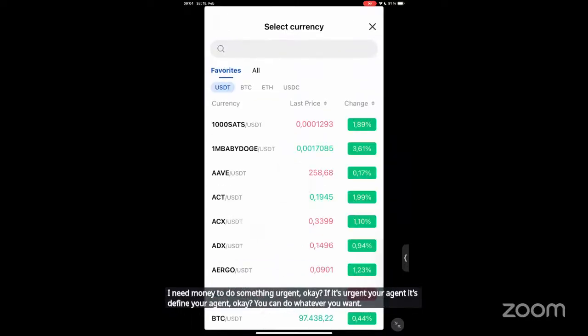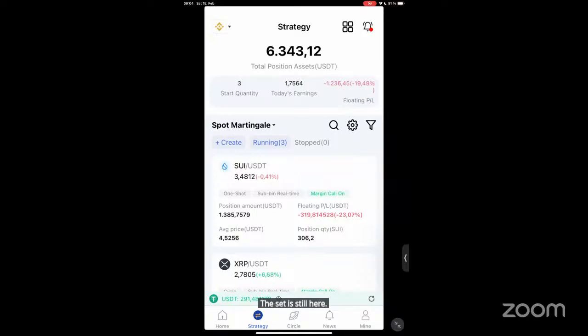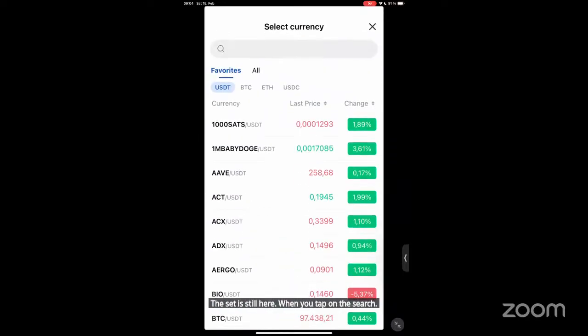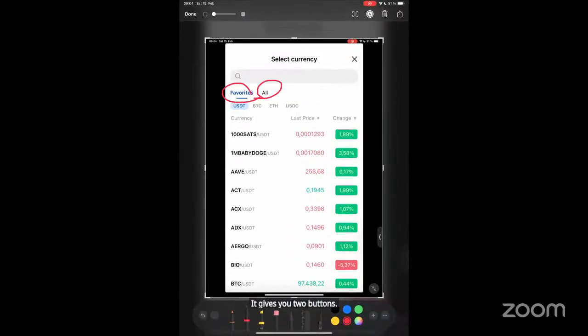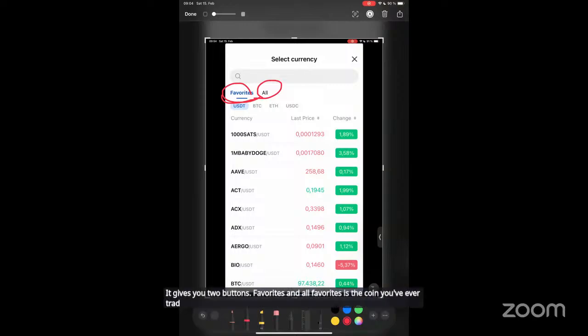The search is still here. When you tap on the search, it gives you two buttons, favorites and all. Favorites is the coins you've ever traded before or coins that you have ever done settings on. You see it under favorites. Then all.